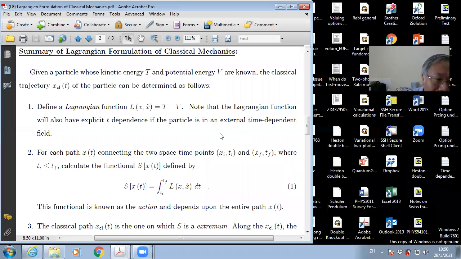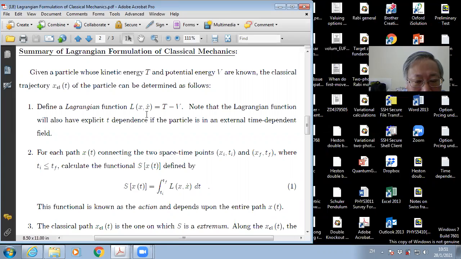So today I start with summarizing the Lagrangian formulation of classical mechanics. First, we define a Lagrangian function in terms of the kinetic energy and potential energy of a given system. For example, a single particle moving in space.